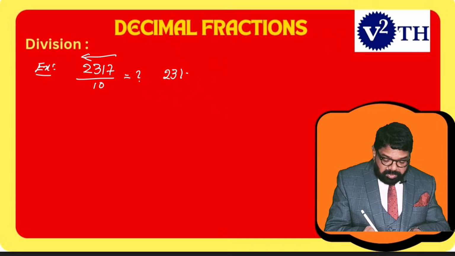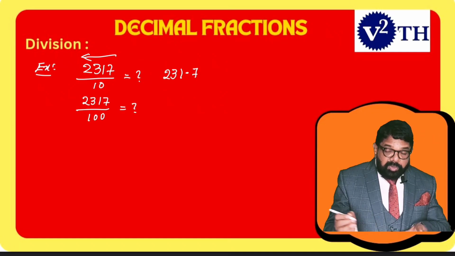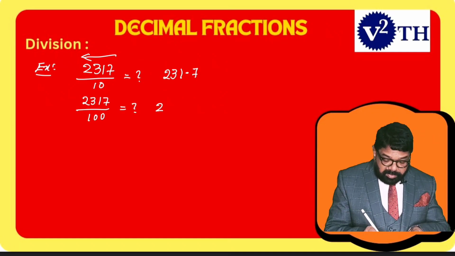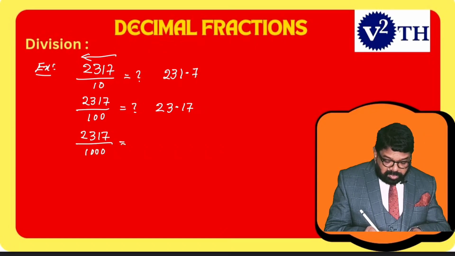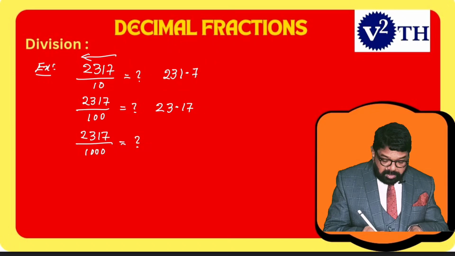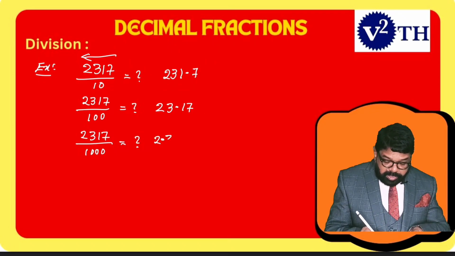So 231.7. The same example, 2317 by 100 is given. 100 means 2 zeros. After 2 digits from the right you place the decimal, means 23.17. Now 2317 by 1000 is given. 1000 means 3 zeros. After 3 digits from the right you put the decimal, means 2.317.